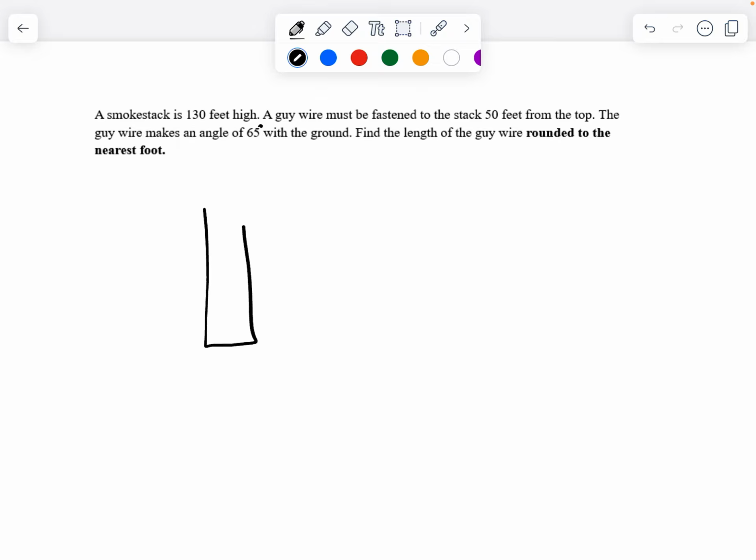First off, a smokestack is kind of like a giant pole. You can think of it that way. We know that our smokestack here is 130 feet high. A guy wire, a fancy version of a wire, must be fastened to the stack 50 feet from the top. So 50 feet from the top, we have a connection point for our wire, and this wire is also connecting to the ground, right? The wire makes an angle with the ground, so our wire is connecting to the smokestack 50 feet from the top and connecting to the ground some distance away.